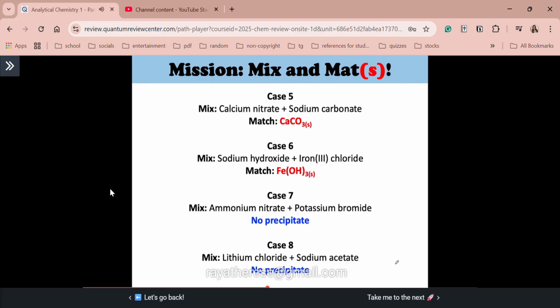O, ayan, class. Sa mga on-site sections na una ko turuan, hindi pa tayo nagkaroon ng ganitong mission, di ba? So, hopefully, guys, you find now na nag-add ako ng practice. Okay? So, this is the mission here to mix and match.